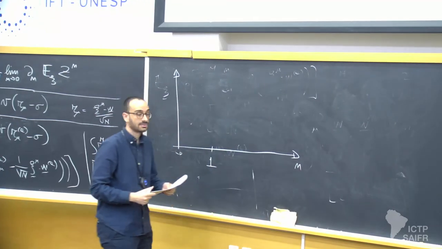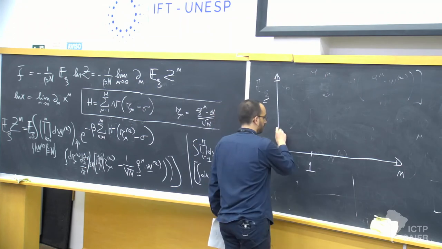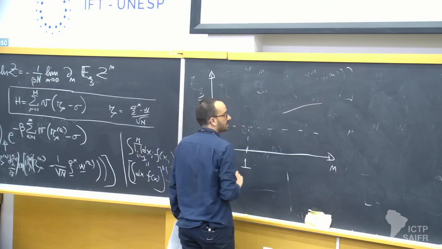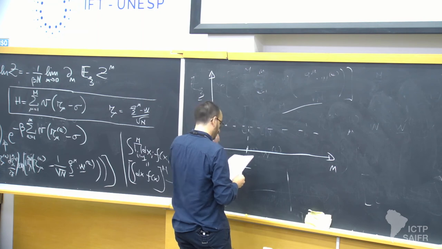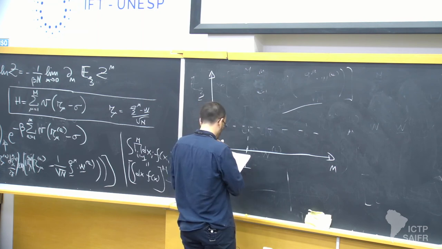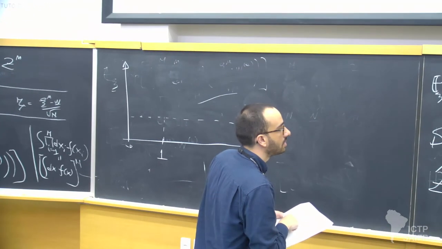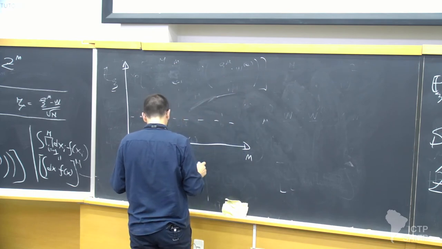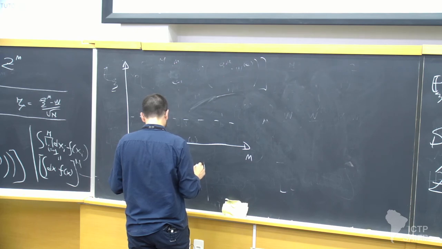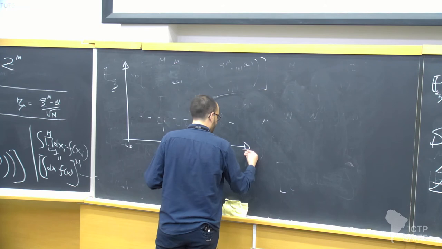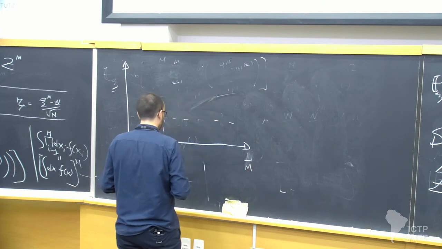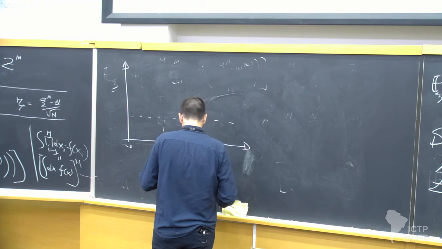So this is n. So in principle, I have something like this. So I have... am I making a mistake here? So now we'll make a mistake. So let me say that I have 1 over n. But no, then I'm wrong. So OK, let me write this way.